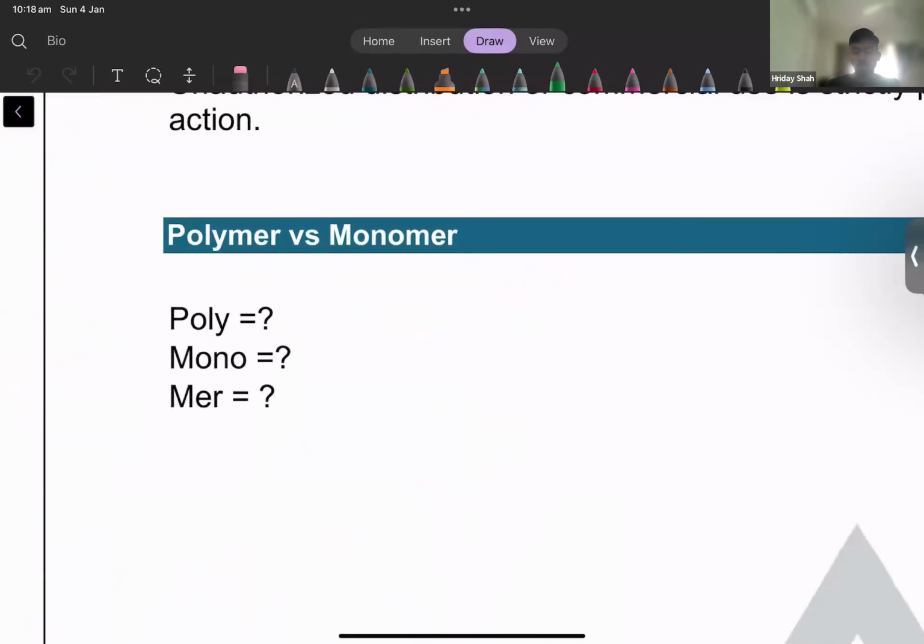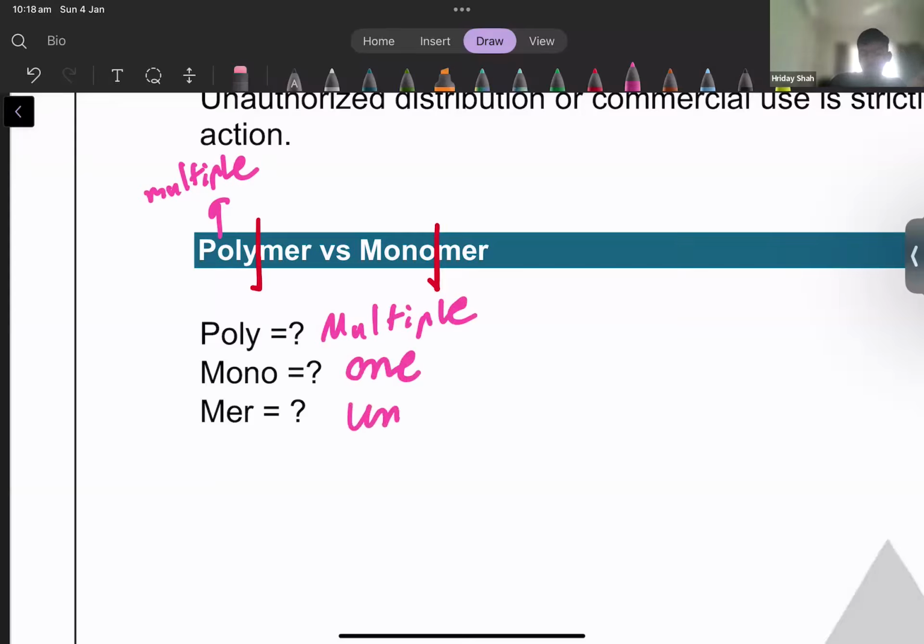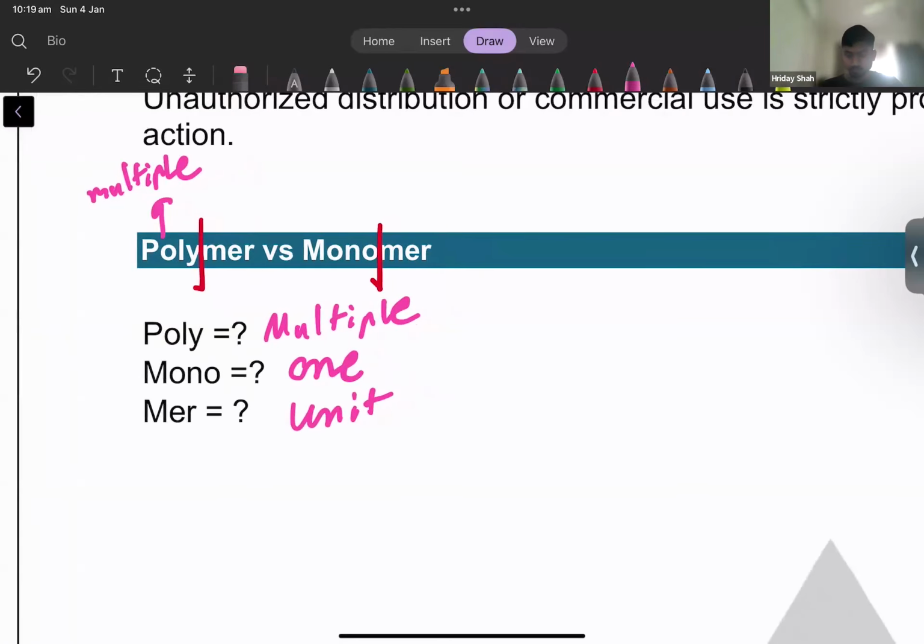So again, if we apply what we just discussed at the very start, we're going to break down the words into their actual meanings. Polymer can be split into poly and mer. Monomer can be split into mono and mer. If you derive what they mean from Latin, poly just means multiple. Mono just means one, and mer is the equivalent of unit. So a monomer is one unit. A polymer is multiple of those units.